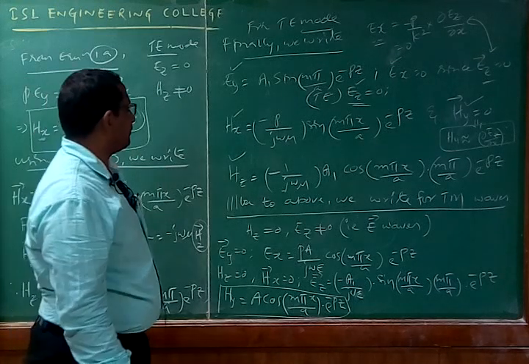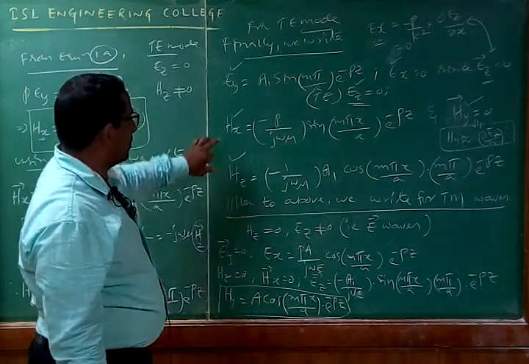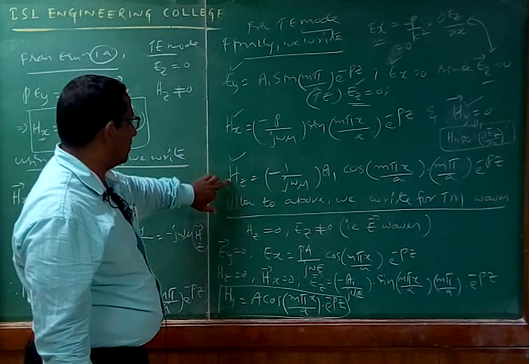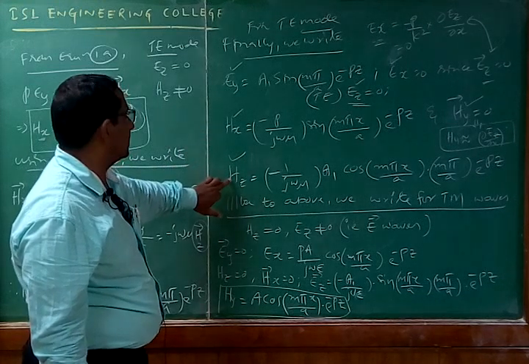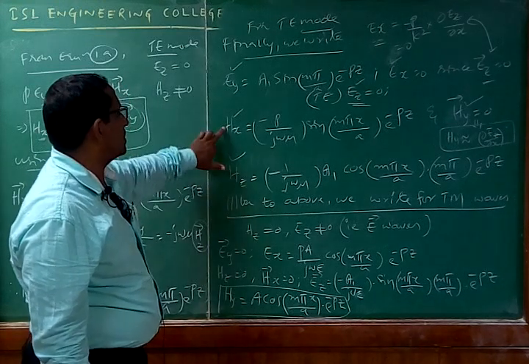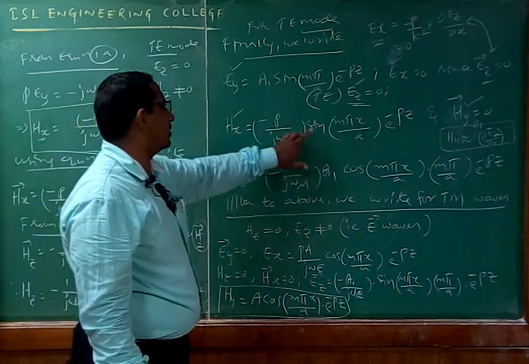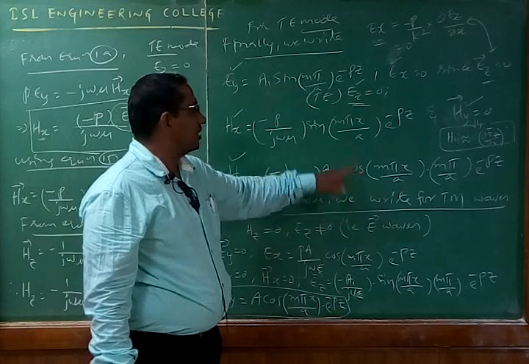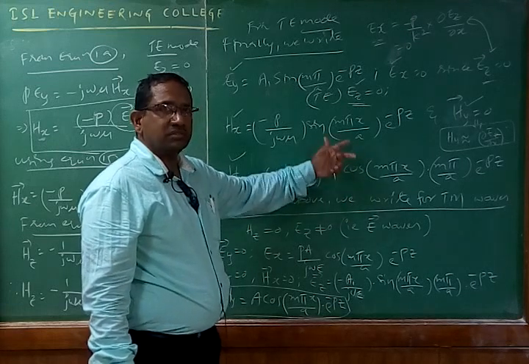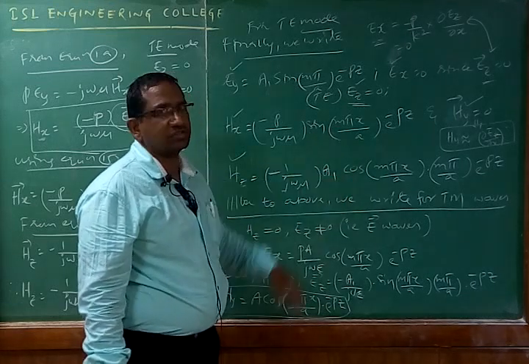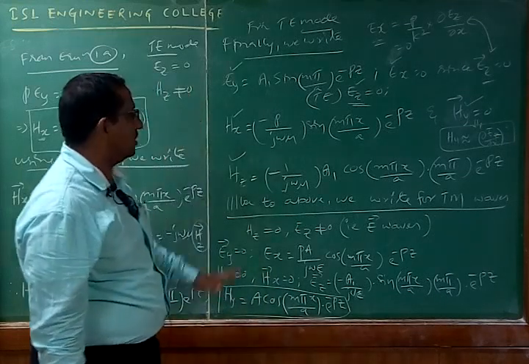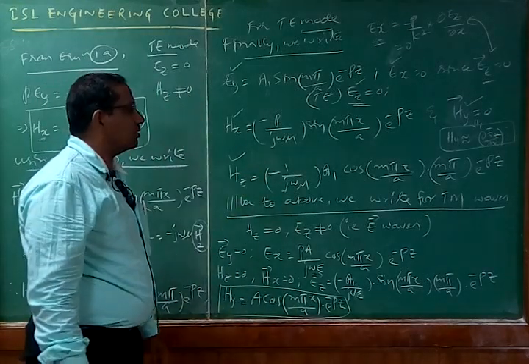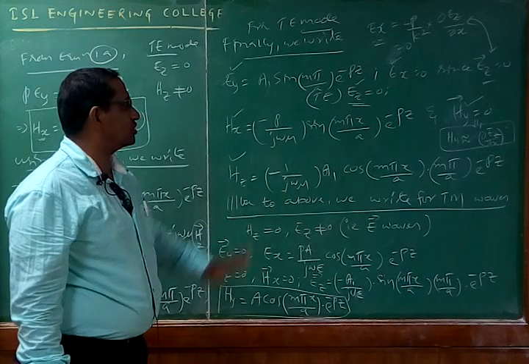See here the components: the wave is propagating along the z direction. Along Hx there is a wave which is sinusoidal in nature, and along Hz there is a cosine. Meaning there is a differentiation of sine and cosine components. So there is an orthogonality, an inclination lying over here.